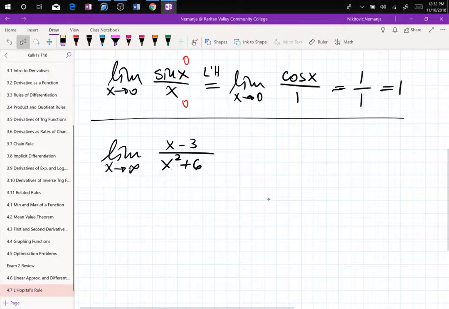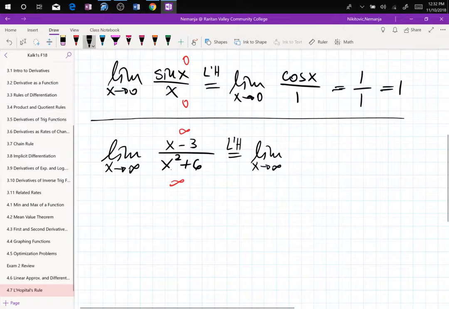Because when you plug in infinity, on top you get infinity minus 3, which is infinity. And on the bottom you get infinity squared plus 6, which is still infinity. So you have infinity over infinity, which means that you can use L'Hopital's rule to take derivatives. So now you have 1 over 2x.